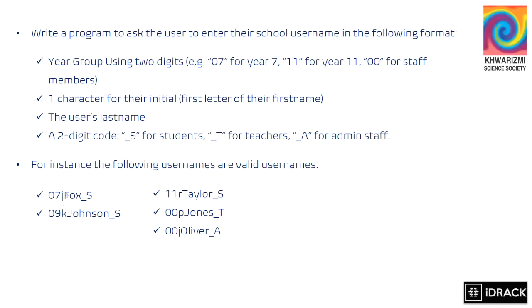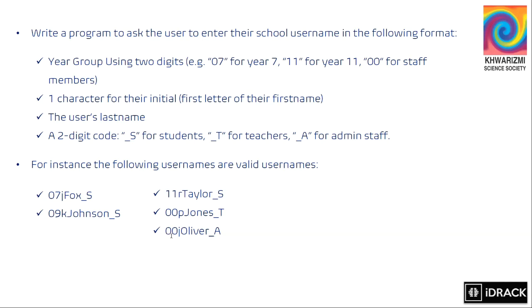Now here is an example of some of the valid usernames. 07J FOX underscore S, okay? Which means 07 was the year, the first name initial was J, Fox was the surname, then underscore S shows that's a student. We'll move on to here. 11 R Taylor underscore S. So 11 was the year, R was the first initial of the first name, Taylor is the surname, and underscore S means student.